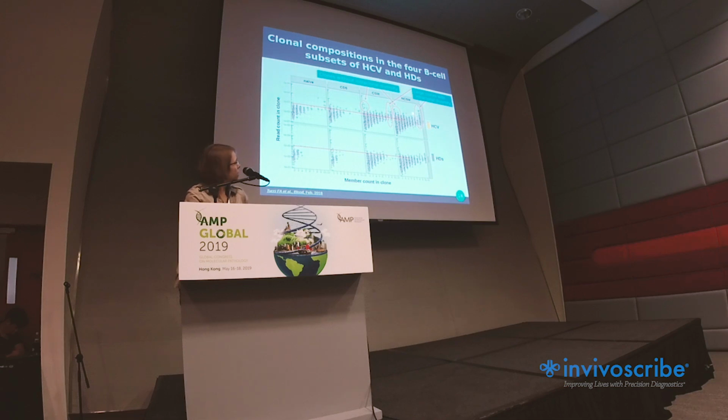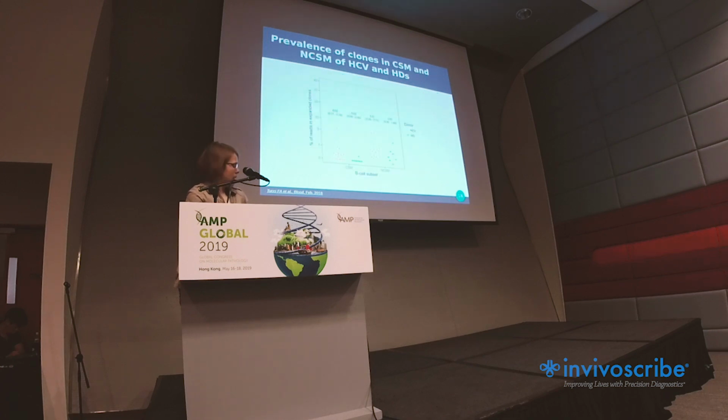But especially in this case, for the non-class switch memory, you can see there's a huge clones of high sizes with a lot of reads in the HCV patients. And here you can see it in another representation where, especially for the class switch memories, you have a lot more percentage of reads of expanded clones compared to the healthy donors.